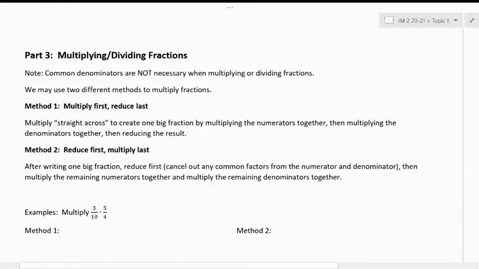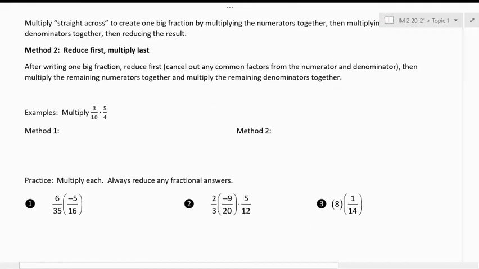Multiplying and dividing. Common denominators are not necessary. In fact, they make the problem a little bit harder. We have 2 different methods to multiply. One is we multiply first and then simplify. 2, we simplify and then multiply. And you're going to see that it doesn't really matter which way we do it.